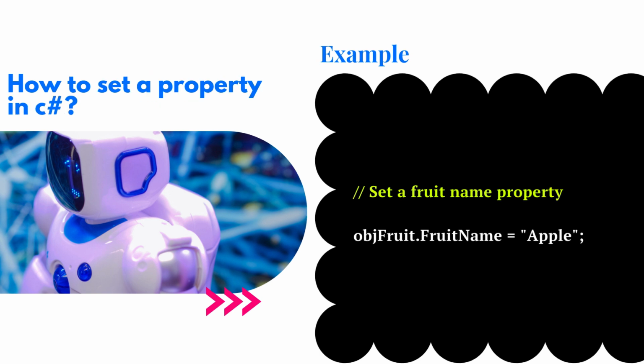How to set a property in C#. This line sets a new value, apple, to the fruitName property of the objFruit object. The property's set accessor is called, which updates the private field _fruitName. This demonstrates modifying object data using encapsulation.